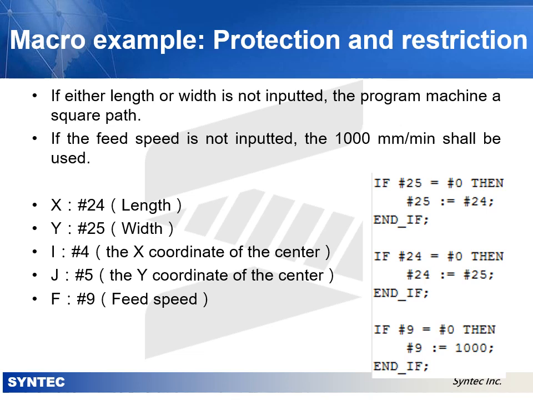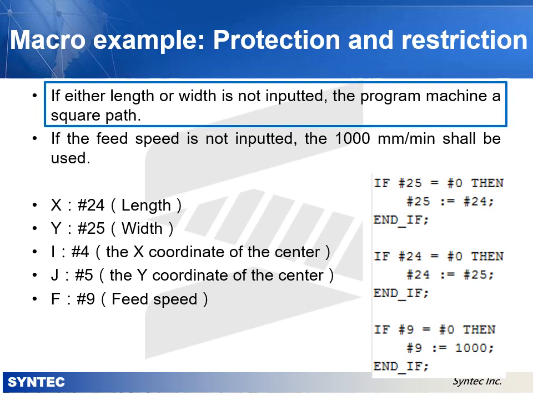This page will introduce the protection without popping out an alarm. First, if either length or width is not inputted, the program machines a square path. Here it can be split into two conditions. The user doesn't input a length or width. We can use two if syntax to judge that.